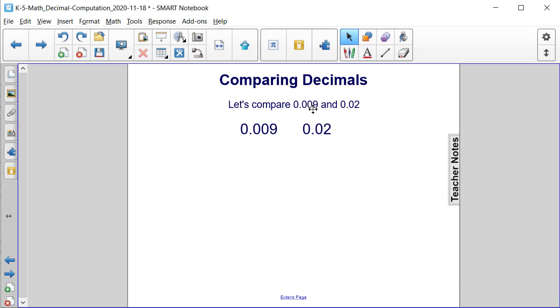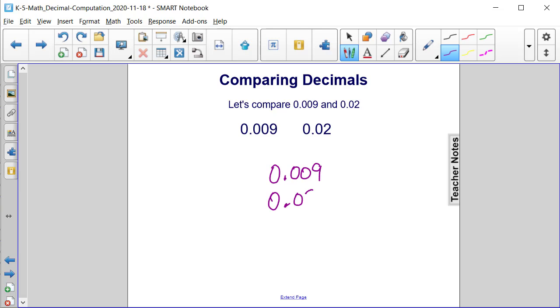Now let's compare 9 thousandths with 2 hundredths. First step, line up the decimal points with both of these numbers. So we have 0.009 and 0.02. Next, put zeros wherever digits are missing.